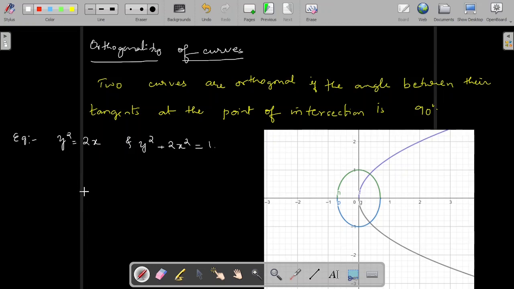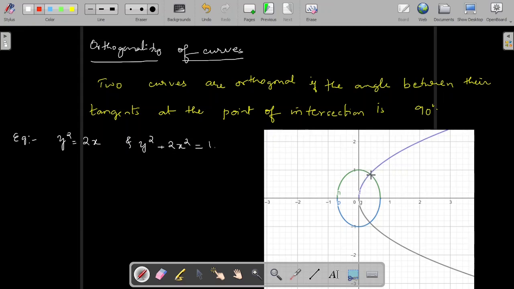Now about orthogonality of curves. Two curves are orthogonal if the angle between their tangents at the point of intersection is 90 degrees. If this is satisfied, then we say that those two curves are orthogonal. See, for example, I have taken these two curves, y square equal to 2x and y square plus 2x square equal to 1. One is a parabola and another is an ellipse.